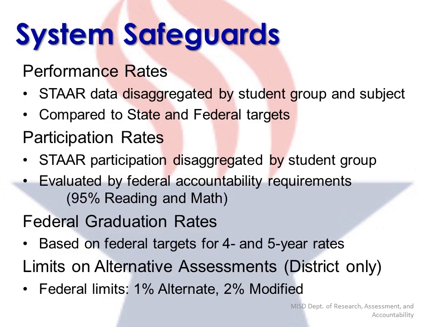Now let's move on to our last topic, system safeguards, which are designed to consider the data from a variety of perspectives. Each campus is evaluated by up to 3 measures. First, performance rates, which examine STAAR achievement by student group and subject area relative to state and federal targets. Second, participation rates, which examines student participation in STAAR reading and math by student group relative to the federal mandate of 95%. Third, for high schools, federal graduation rates, which compares the campus graduation rate to federal targets. Districts also face an additional safeguard, limits on alternative assessments, which compares the percent of students taking alternate or modified assessments to federal limits.